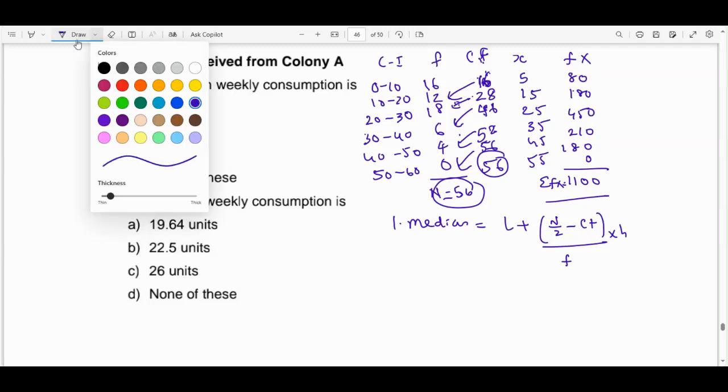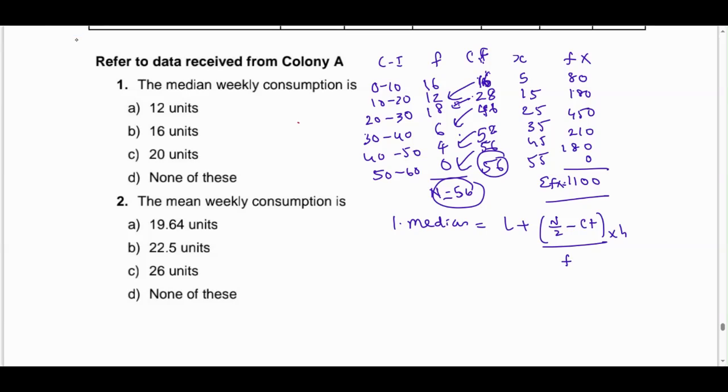We have the line which is having the median. So n by 2, n by 2 is 56 by 2. 56 by 2 is how much? We get 28. So 28, where does it lie? It lies in the second one. So here it is 28. Here this will be your f. The above one will be the cumulative frequency.